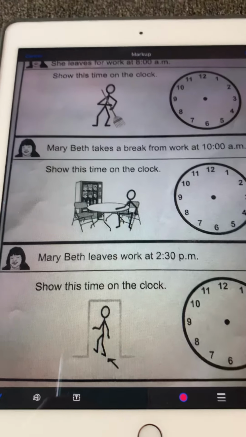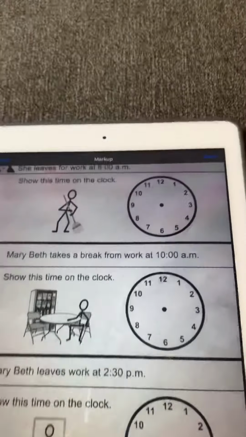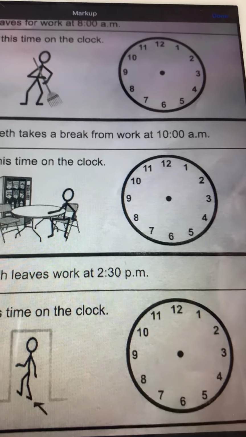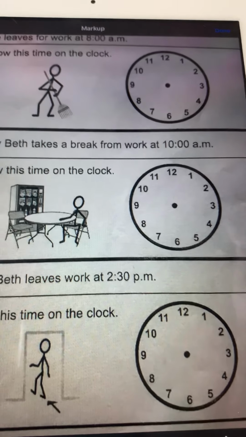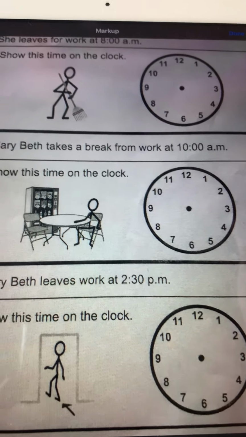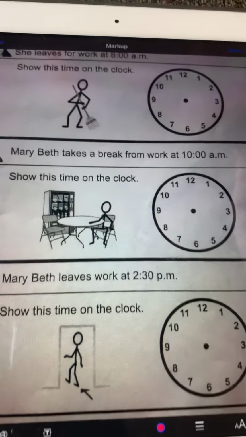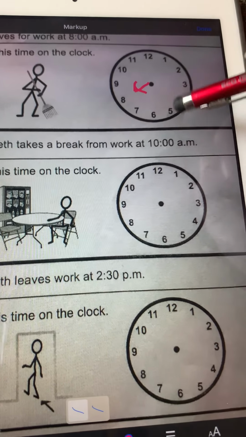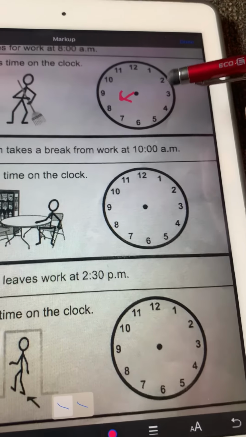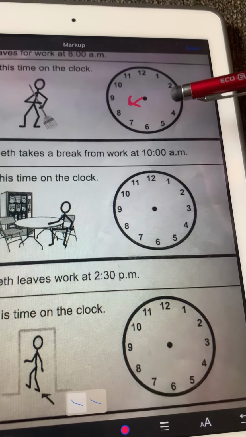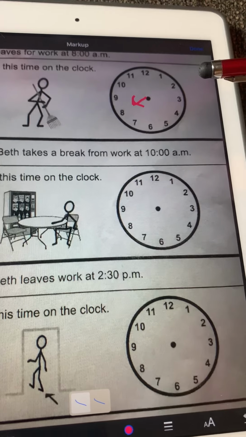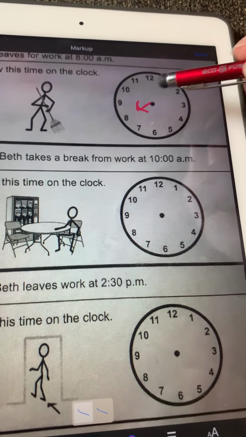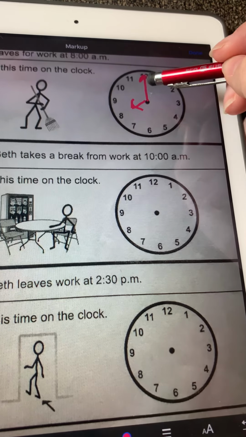Okay, so Mary Beth is going to work, and she needs to be there at 8 a.m. So what we have to do is draw the hands on the clock. Well, our little hand is always the hour hand. So we know that the hour is 8 o'clock. So we're going to draw a little hand pointing towards the 8. Okay, and our big hand is our minute hand. And if it's o'clock, which is 00, then that means it's always going to be on the 12. So we're going to draw our big hand up here towards the 12.